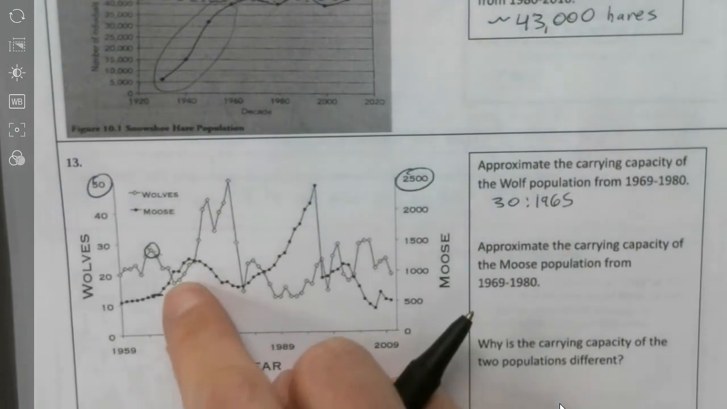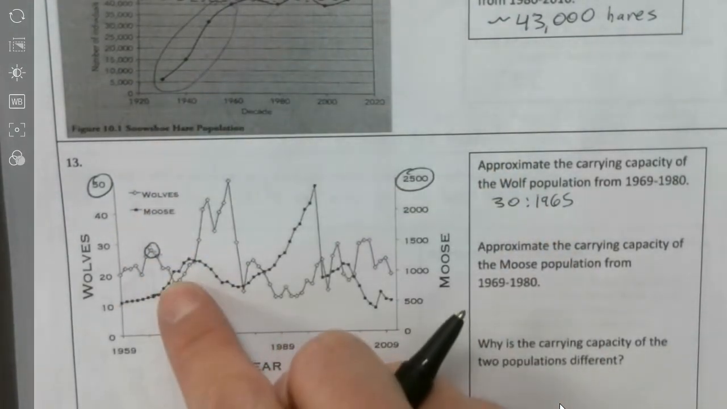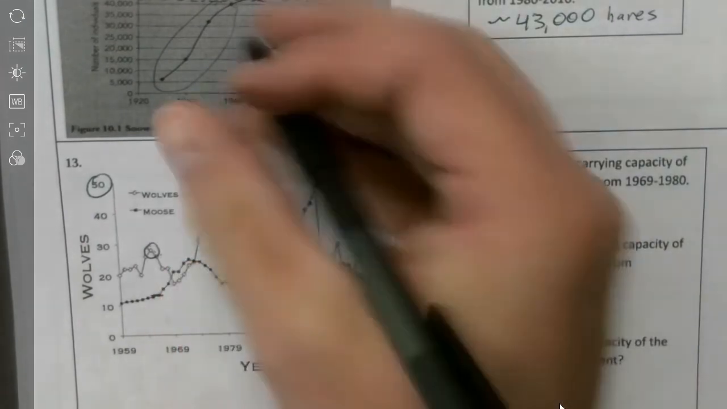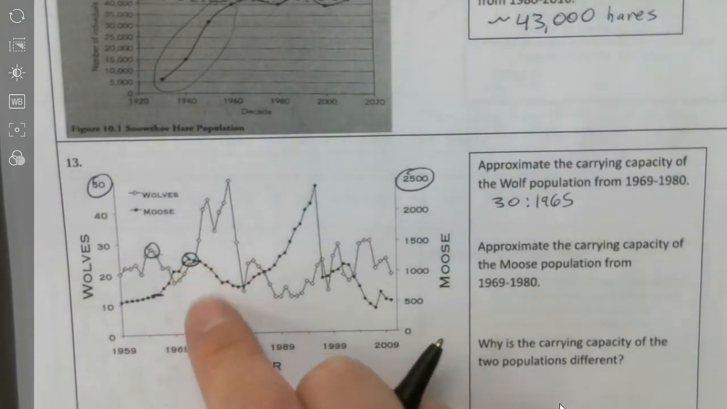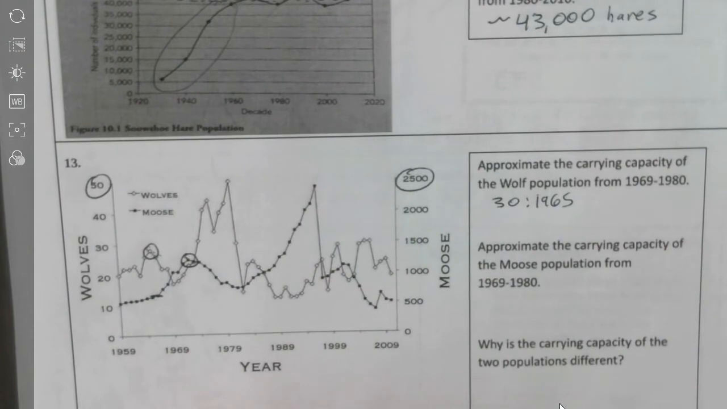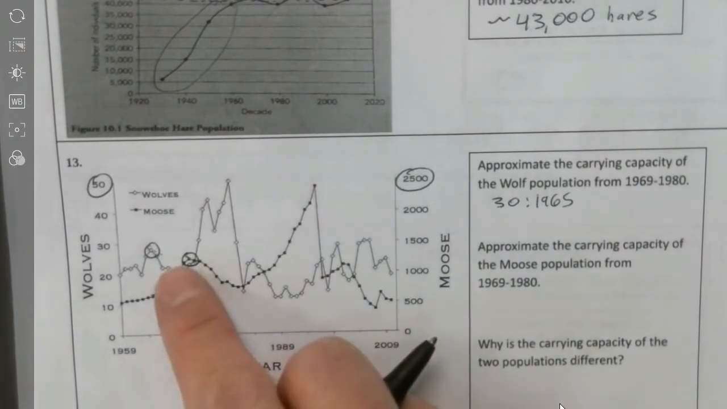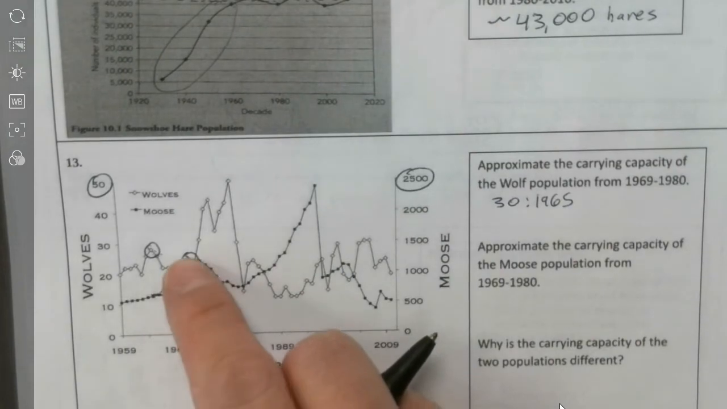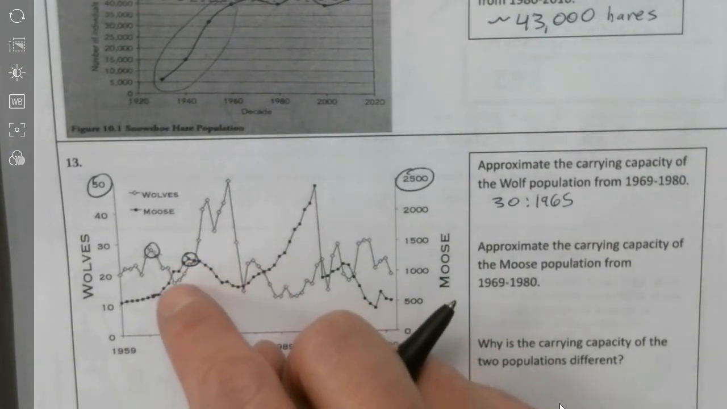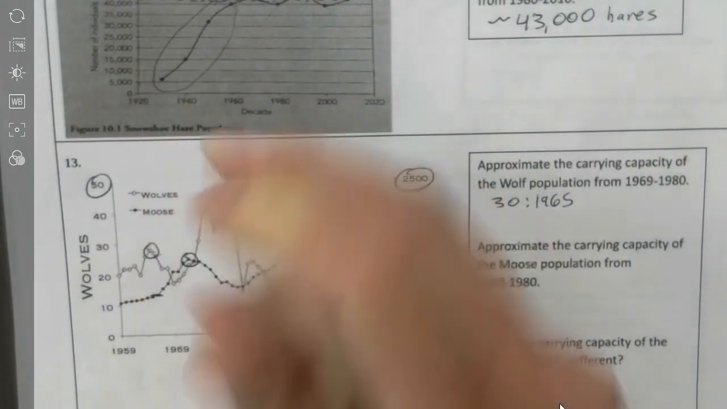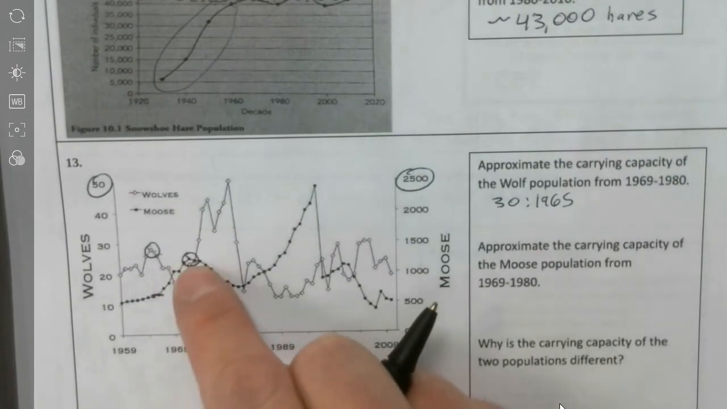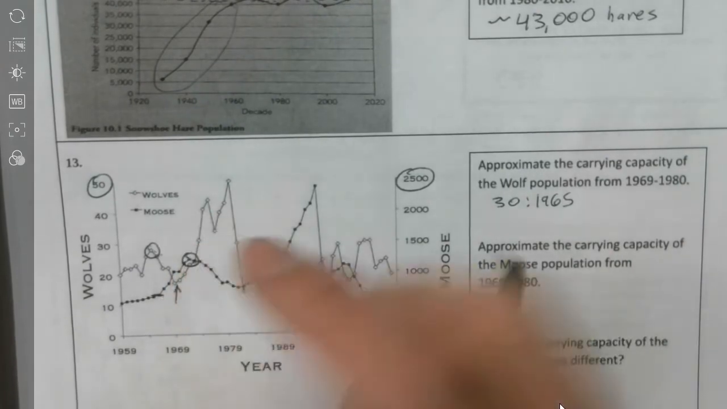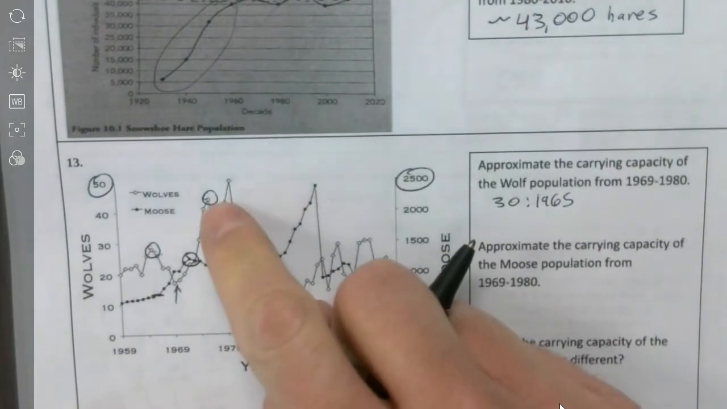So then what happens when the wolf population goes down? There's less predators. So that means there's going to be more prey that are able to survive. So then the prey population increases. All right. So then at this point right here, there's not many wolves going around, so the moose population increases, but then there's more moose around, so then the wolf population increases, and the wolf population increases a ton all the way up to here.